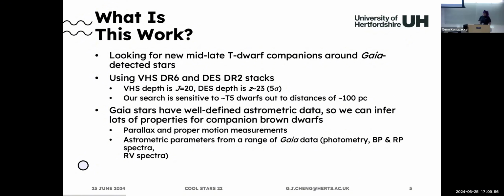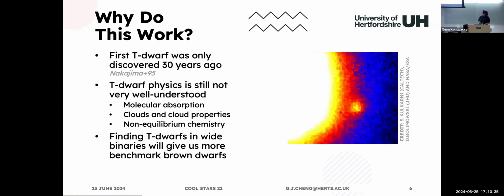So we've been looking for new mid to late T-dwarf companions around Gaia detected stars using VHS 6th data release and DES second data release. The search is sensitive to roughly T5 type objects out to around 100 parsecs. And because Gaia has such good data and the Gaia stars are so well characterized, we can infer a lot of properties from the Gaia primaries for the brown dwarfs.